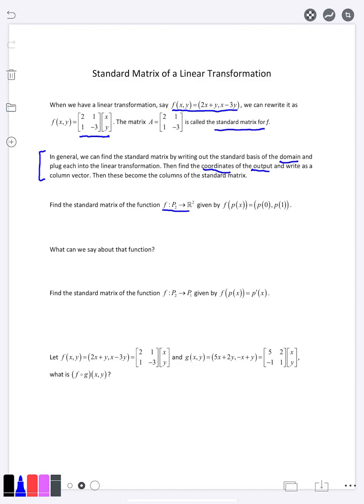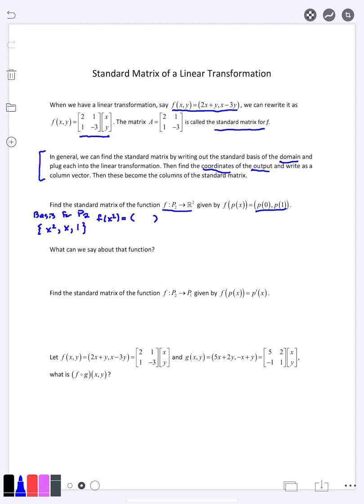So here's a more exotic function. It's a function whose input is a second degree polynomial and whose output is a two-dimensional vector. Specifically, the x-coordinate is what happens when you plug 0 into the polynomial, and the y-coordinate is what happens when you plug 1 into the polynomial. So you always have to start with a basis for the input, in this case P2. We know the basis for P2 is x squared, x, and 1. We're going to plug each one of these into our function. My function is supposed to take a polynomial and output a point.